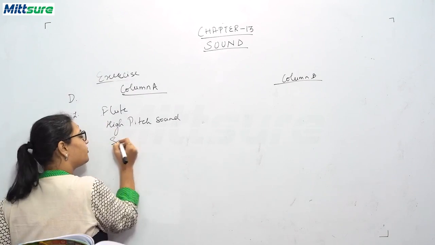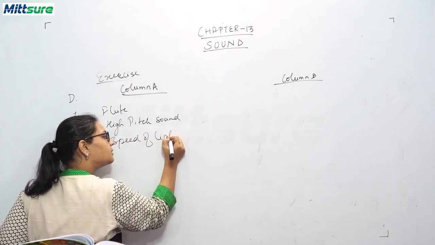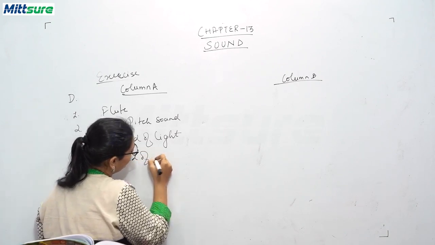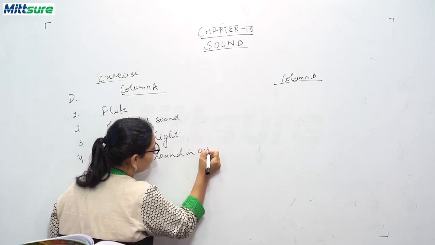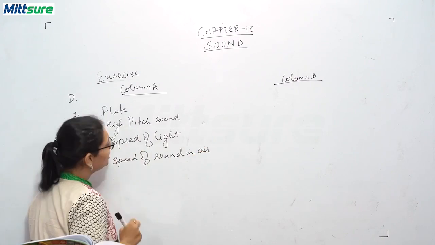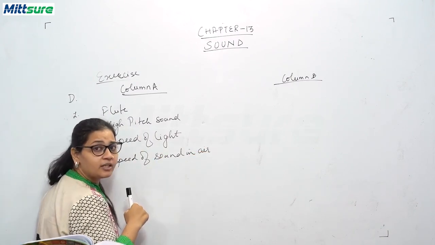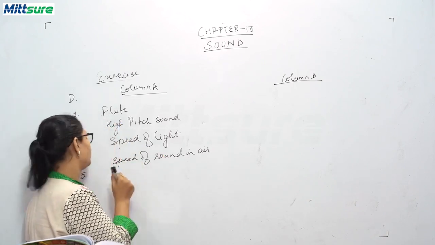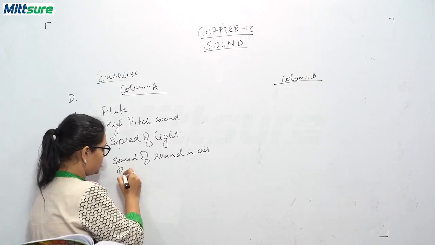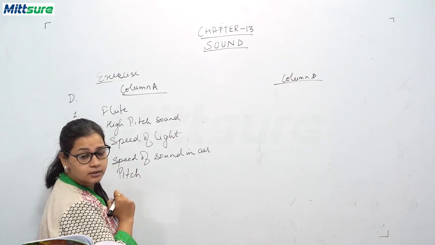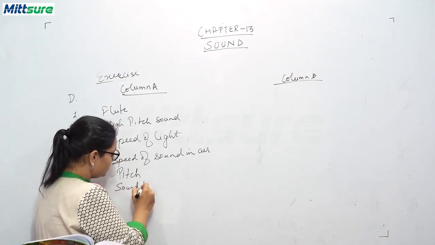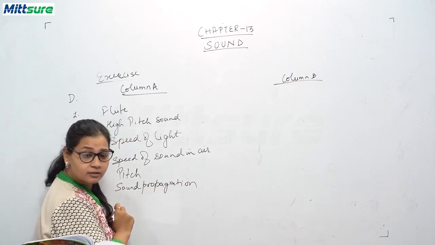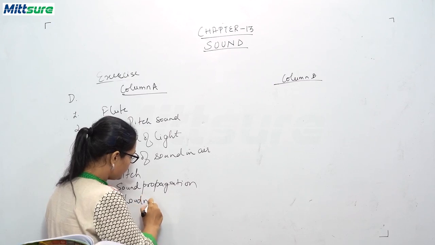Third is speed of light. Okay. Fourth is speed of sound in air. Fifth, students, there is a very interesting fact. Light waves can travel in vacuum, but sound waves cannot travel in vacuum. Fifth, pitch. Sixth, sound propagation. Seventh, loudness. Okay, this completes column A.